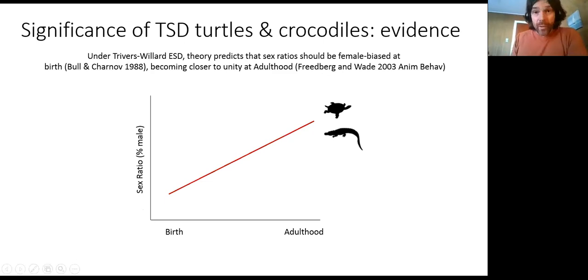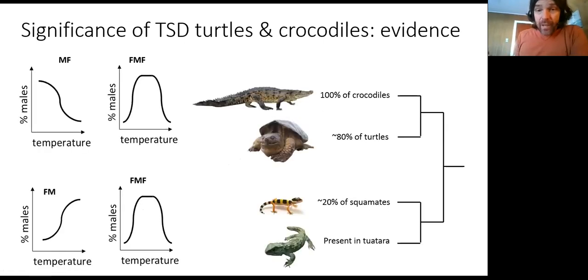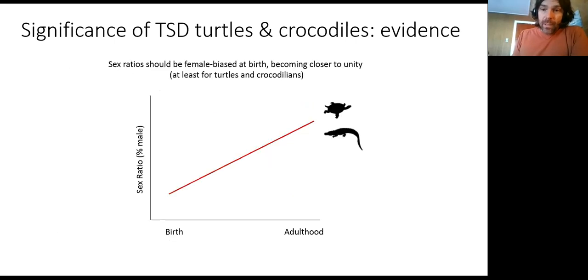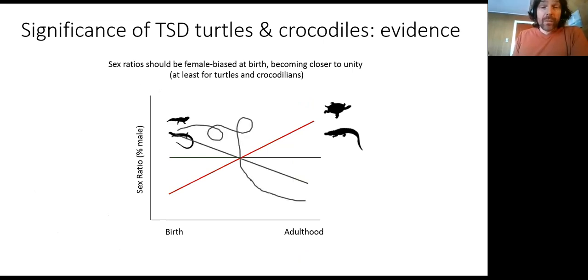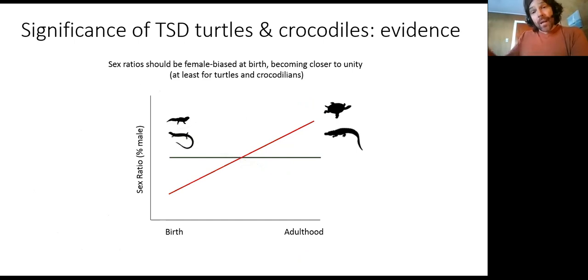One of the things I've argued to date is that we have different adaptive explanations for TSD in these major clades. And so what we might expect then is that for lizards and the tuatara, we might expect a totally different pattern. It might look like this. It might look like this. I mean, it doesn't really matter what it looks like. On the balance of probabilities, it's probably not going to look like the pattern that we see in turtles and in crocodilians. It could, but probably not. So let's look at the data.